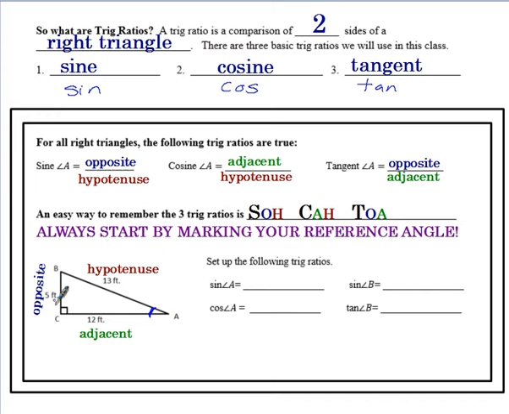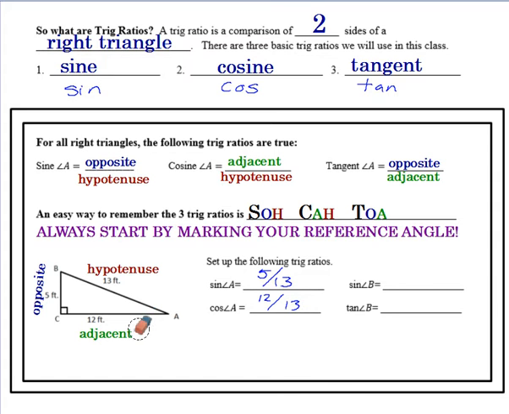So the opposite side is 5, divided by the hypotenuse, which is 13. And then we just leave it like that. We leave it as a ratio, we don't get the decimal, we're just setting these up right now. So now if I said, what's the cosine of angle A? Here's angle A, my reference angle. Cosine is adjacent divided by hypotenuse. So cosine would be 12 divided by 13.